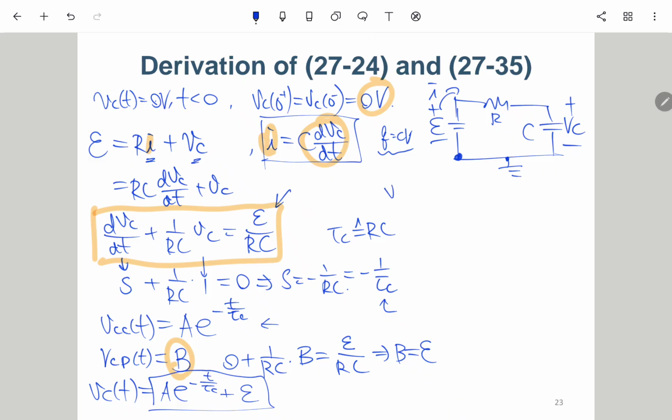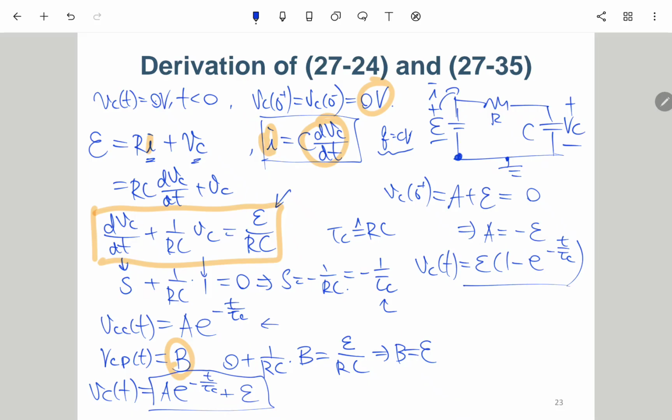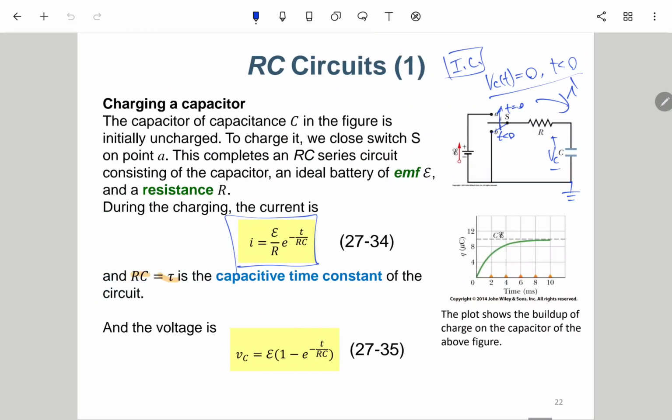So VC(0+) will be, we plug in t to be 0, so this is A plus E to be 0, which means A to be negative E. So it turns out VC(t) to be E times 1 minus exponential to negative t over tau C. Okay, so this is VC. So how about I?